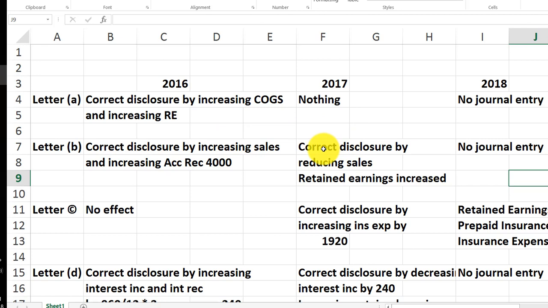2017, again, we're going to correct disclosure by reducing sales because that's where the sale went. So it needs to be reduced, and retained earnings, because it was increased in 2016, will need to be increased in 2017, because nothing we do in 2016 carries over to 2017. We're not making a journal entry, we're not changing the general ledger. Disclosure here doesn't carry forward to disclosure here in 2017. Nothing in 2018.